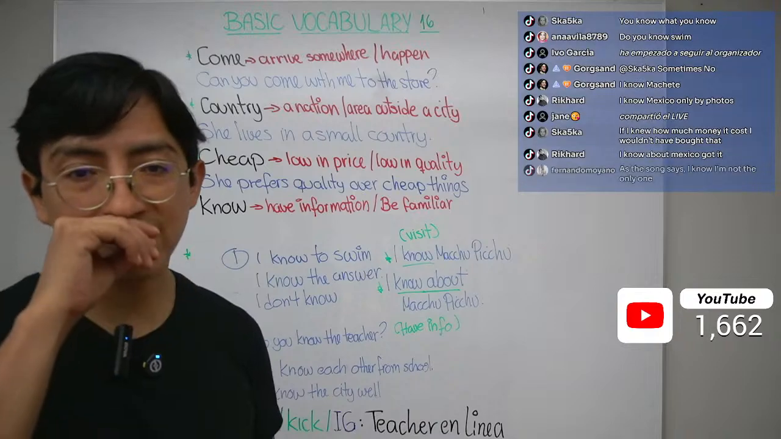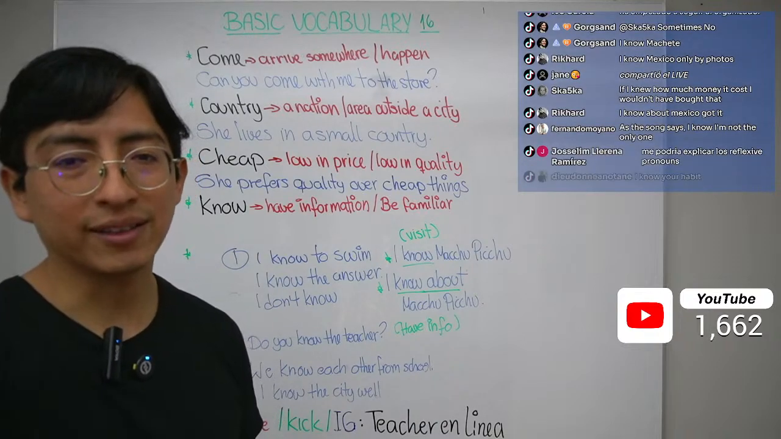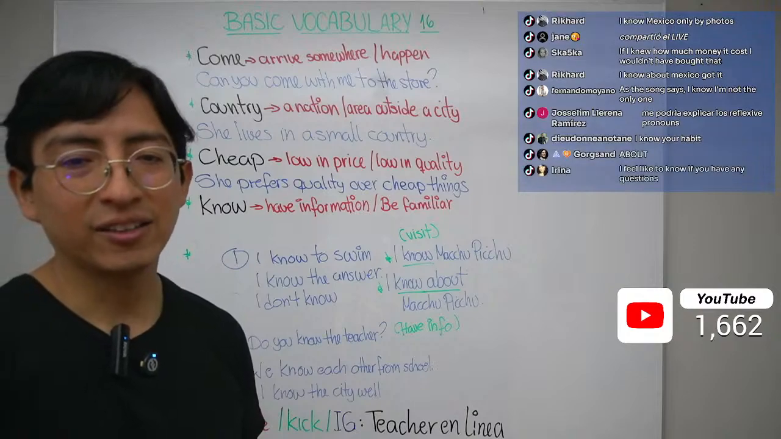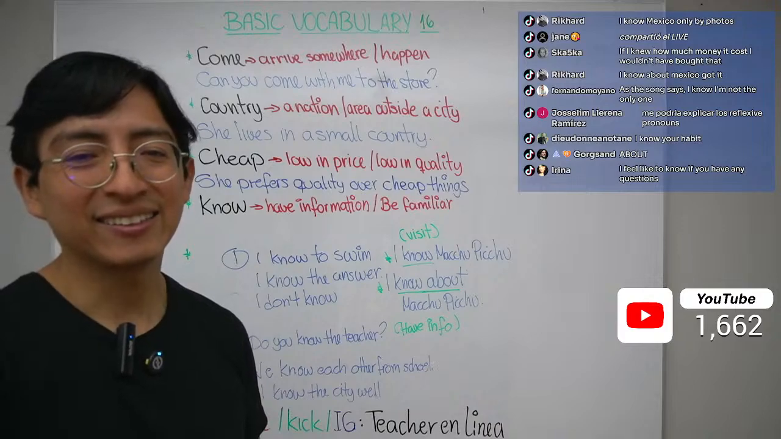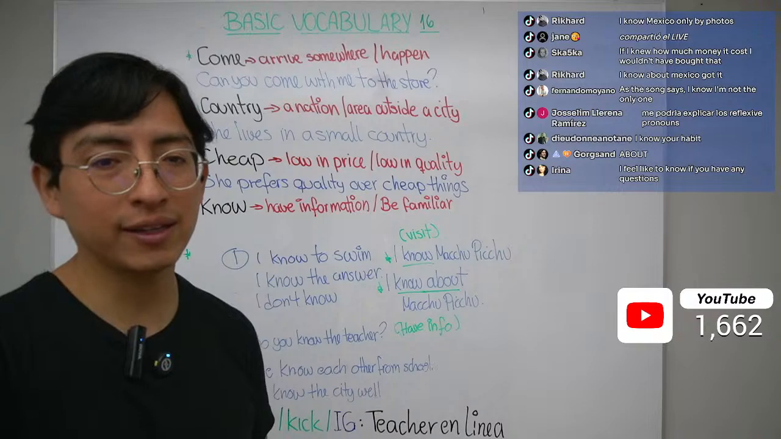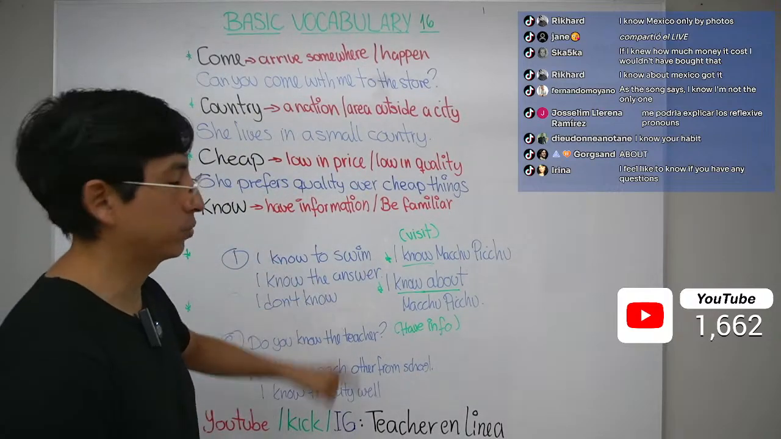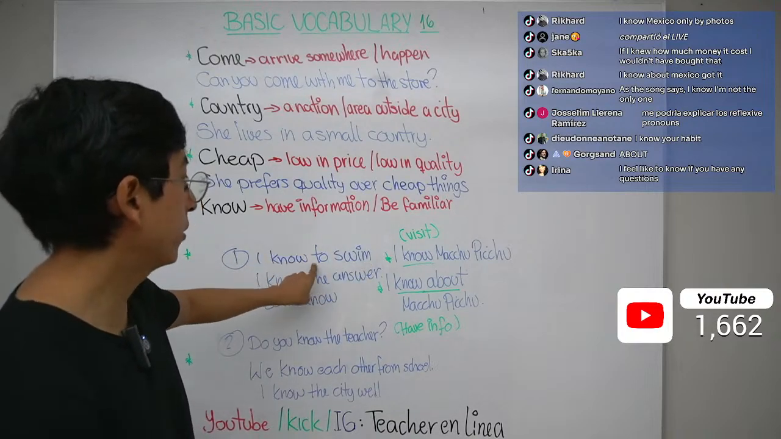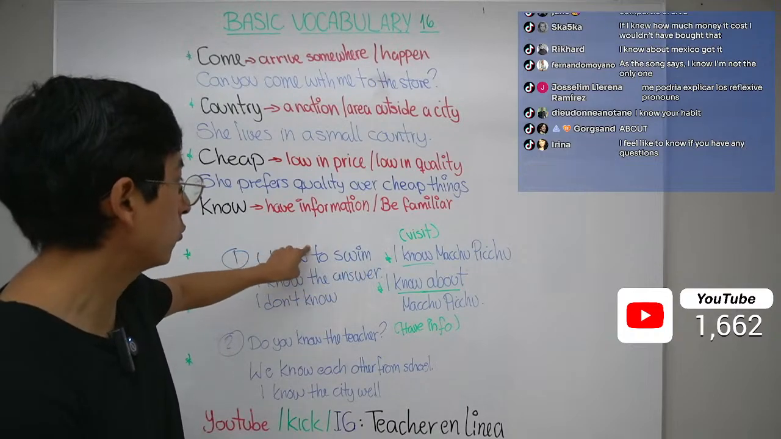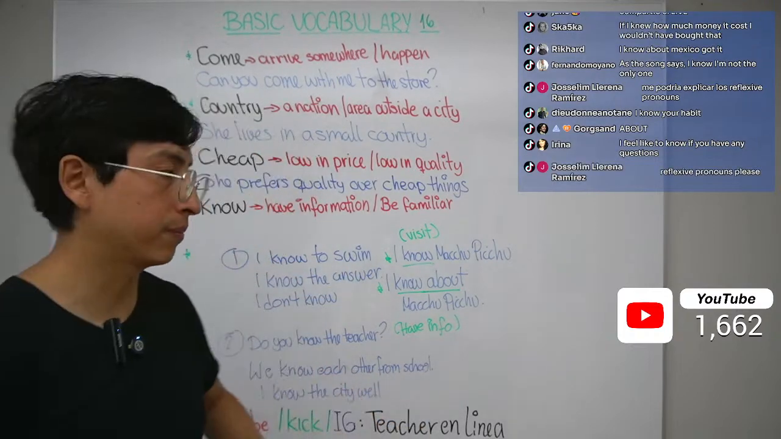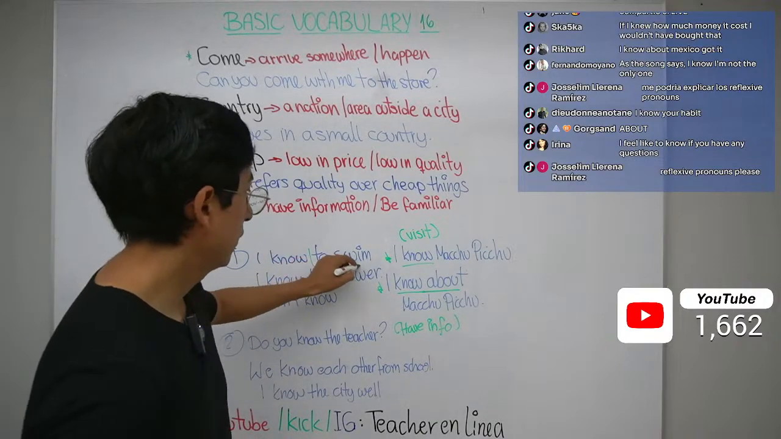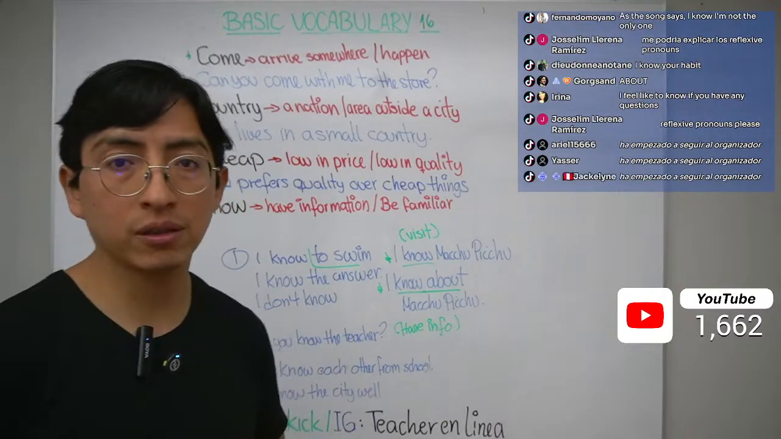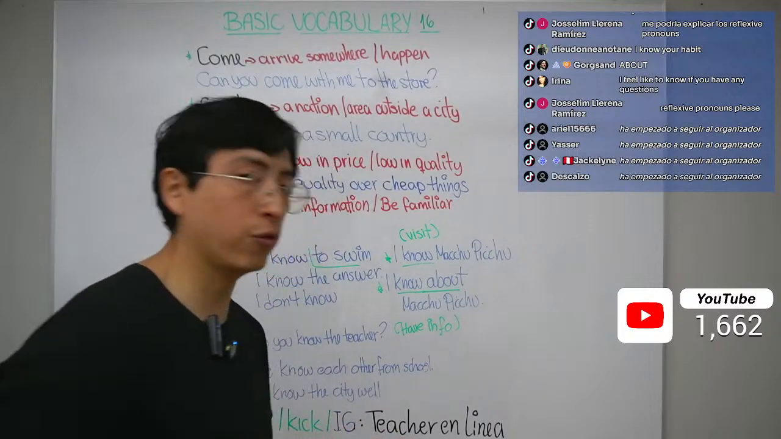If I knew how much money it costs, I wouldn't have bought that. Yes, I know Mexico only by photos. Okay, Richard. Do you know to swim? Verb number one, verb number two. Remember, we use infinitive, to swim. I know to swim. Yes, this is infinitive. I know swim? No. The second one should have an infinitive form.